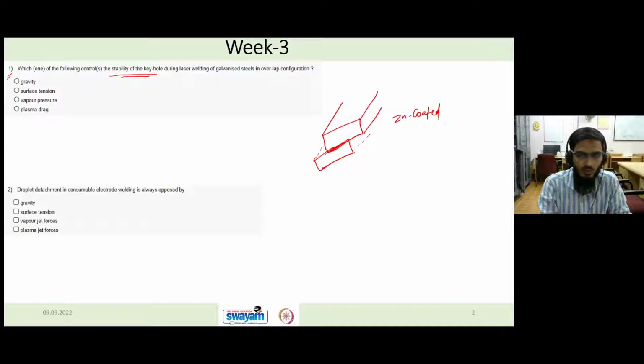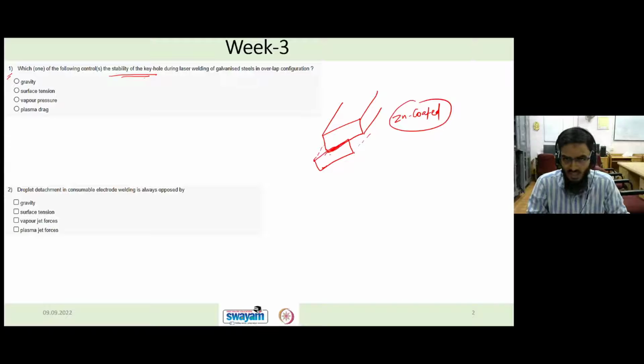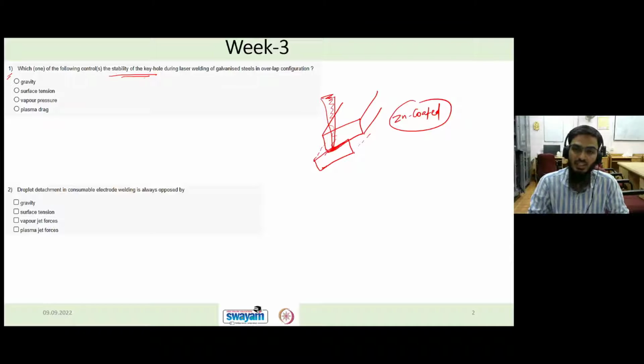Now coming to our question: which one of the following controls the stability of the keyhole during laser welding of galvanized steel in overlap configuration? In galvanized steel we have a zinc coating, and once you apply the high energy laser beam, the zinc will vaporize. The amount of zinc vapor generated, based on the percentage of zinc on the surface or the thickness of the zinc coating, will determine the keyhole stability. In the lecture itself, sir has demonstrated 3 cases.